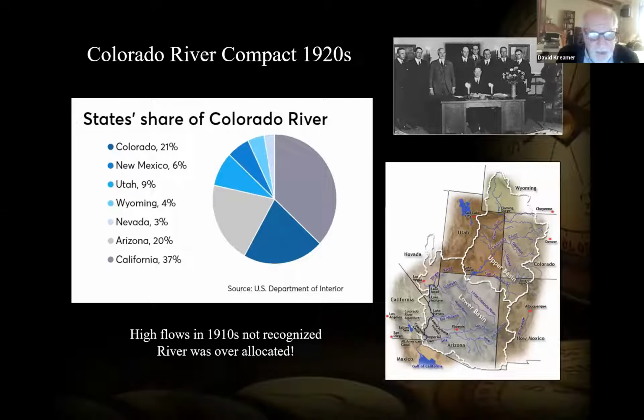You can see the percentages of the river on the left that were given to different states. California had a lot of farming going on, so it got a very large share, and also Mexico got a share of the river. The major problem was in the 1910s, it was not recognized at the time, but the river had been flowing very high. And so they thought they had more water in the river than annually flows. And so the river was over-allocated, which was a major problem and continues to be a problem as we move into the future.